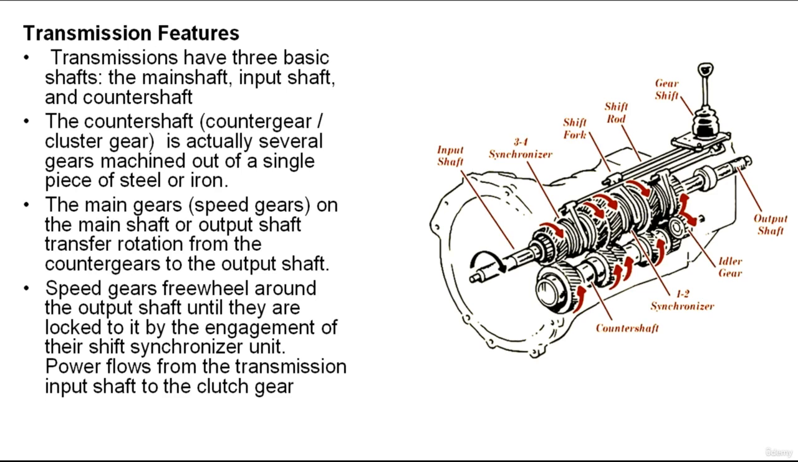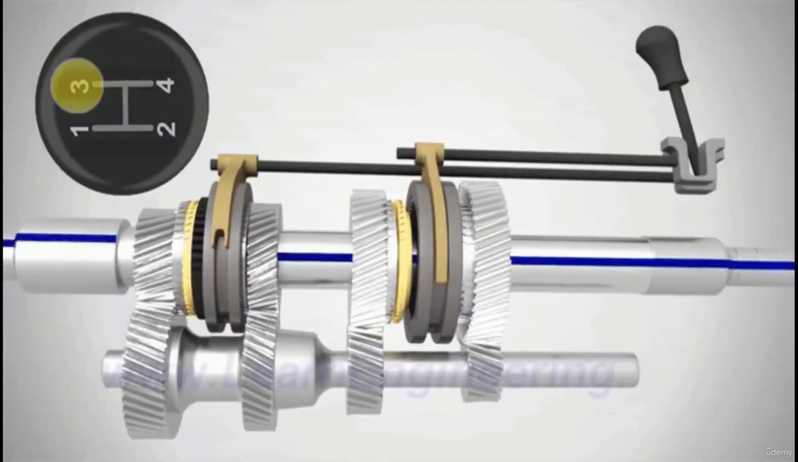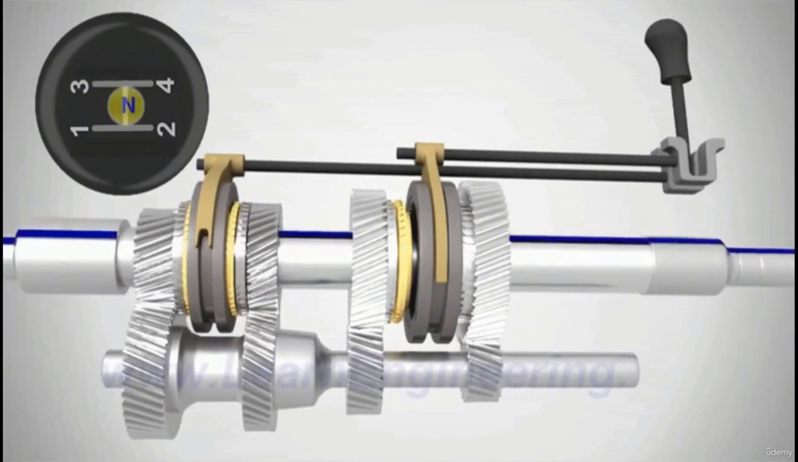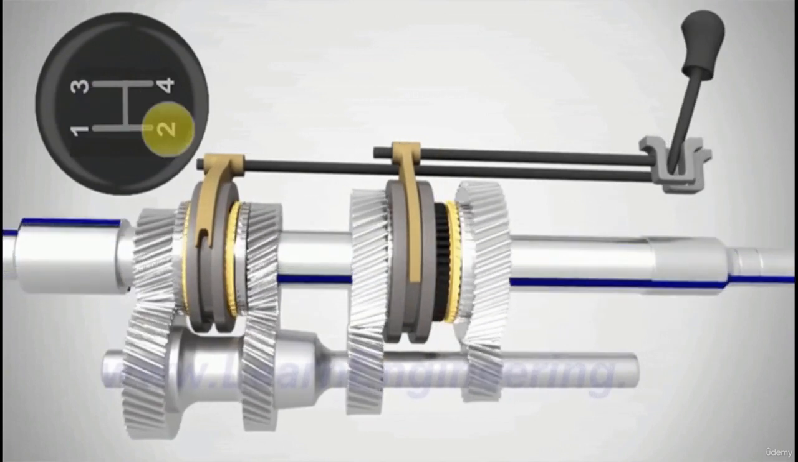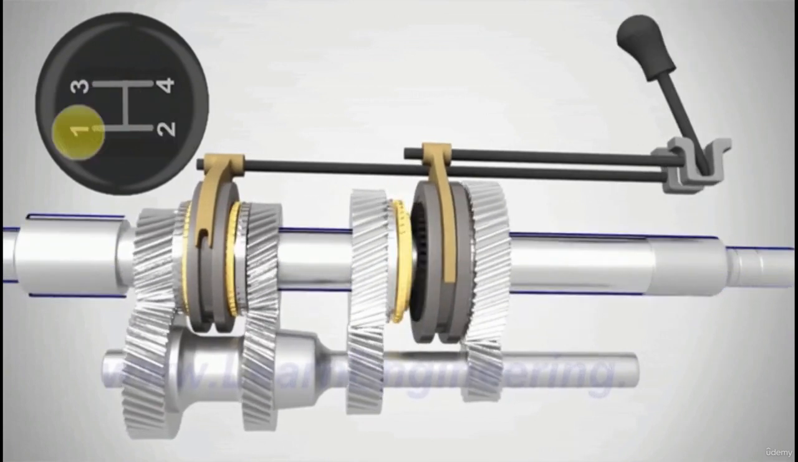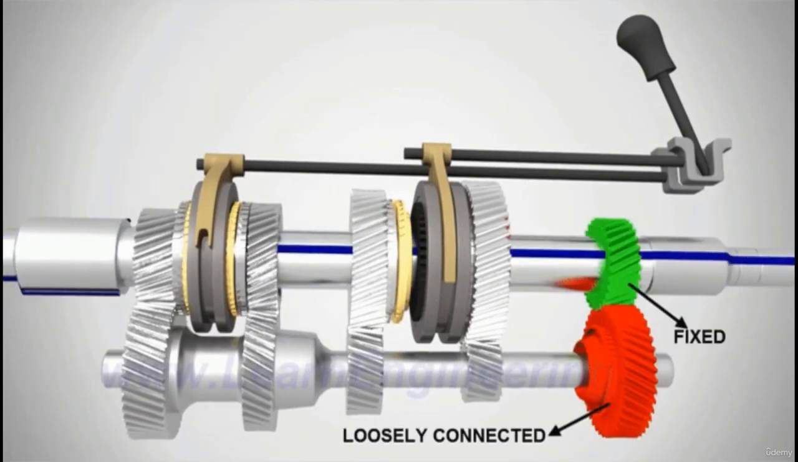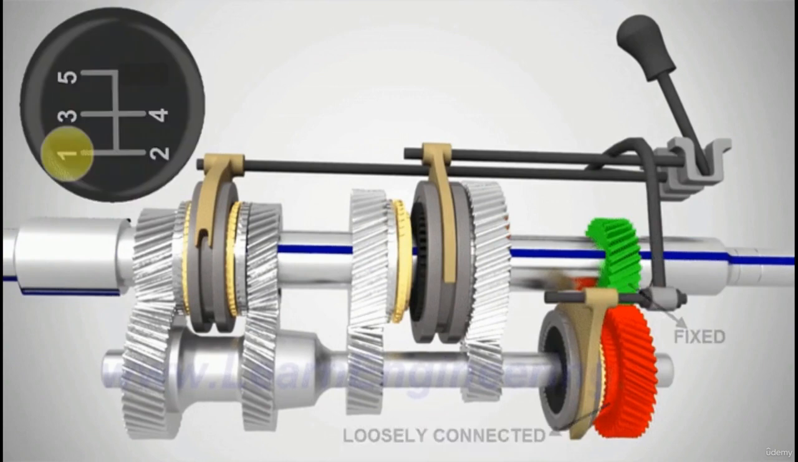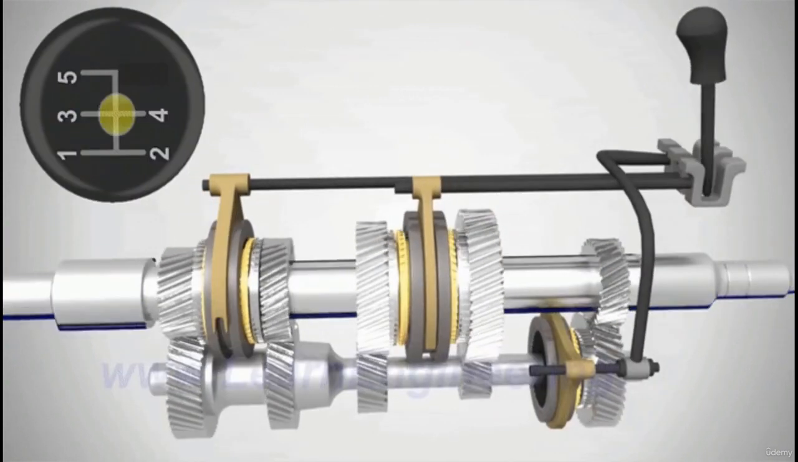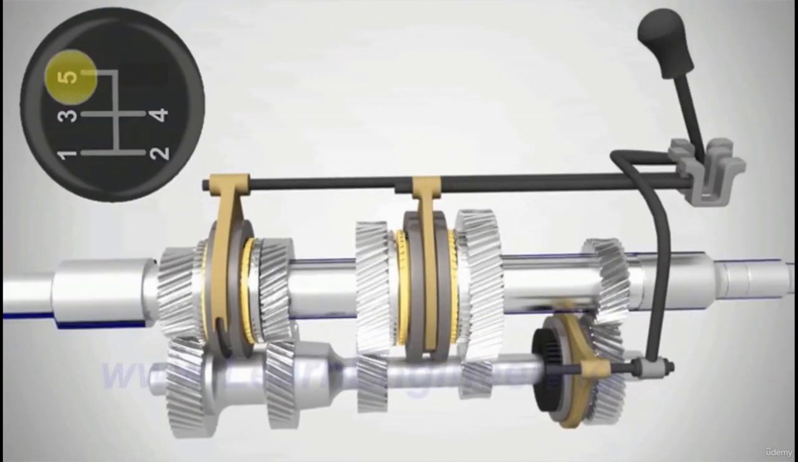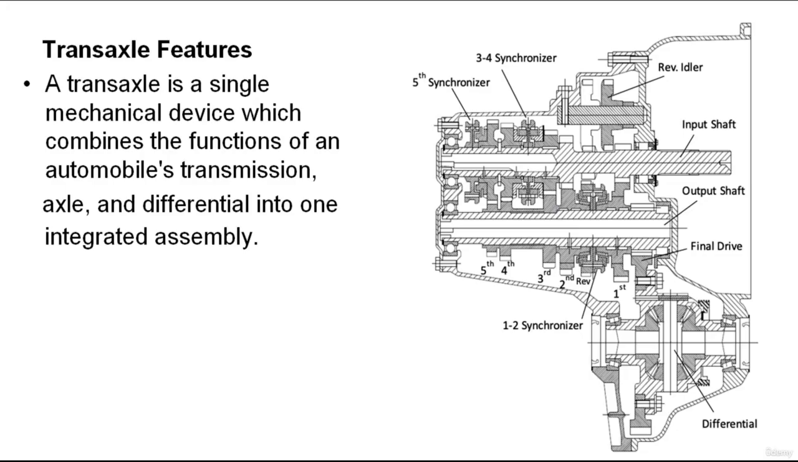There can be no power output until one of the speed gears is locked to the main shaft, and this is done by activating a shift fork, which moves its synchronizer to engage the selected speed gear to the main shaft. Power travels along the counter gear until it reaches this selected speed gear. It then passes through this gear back to the main shaft and out of the transmission to the drive line.